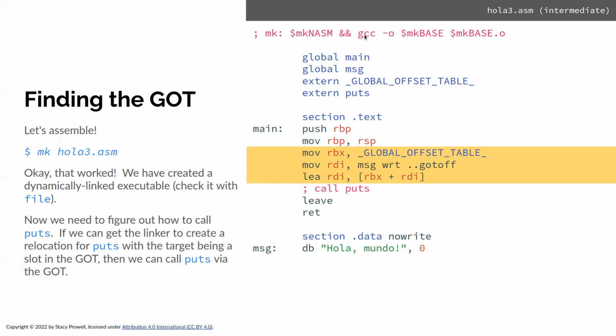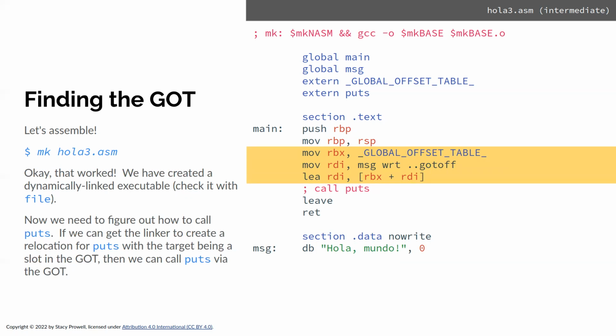We didn't have to say static up here. You can check it with file. Life is good. We're finished, right? We haven't called putS. We haven't dealt with that yet. We need to deal with the call to putS. We got to figure out how to do that. Can we use the global offset table to get to it?